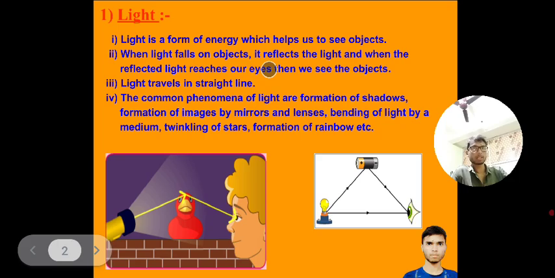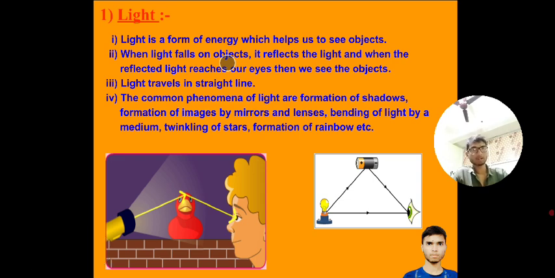Light is a form of energy which helps us to see objects. Without light, everything surrounding you will be dark. When light falls on an object, it reflects the light, and when the reflected light reaches our eyes, then we see the object. This is the process of how we see an object.